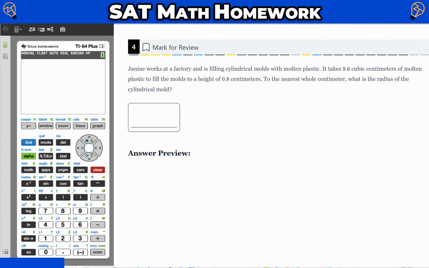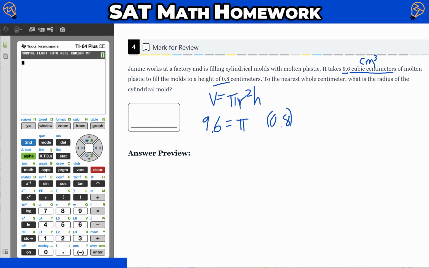So let's go ahead and write out that formula, and we'll plug in everything we know so we can find the missing value. We can see 9.6 cubic centimeters, or centimeters cubed, which whenever it's to the third power, we know that we're dealing with volume, so we can replace the V with 9.6. Pi is a constant, so we'll rewrite it. And the height is 0.8, and we want the radius to the nearest whole centimeter, so to the nearest whole number. Well, right now it's r squared because of the equation.